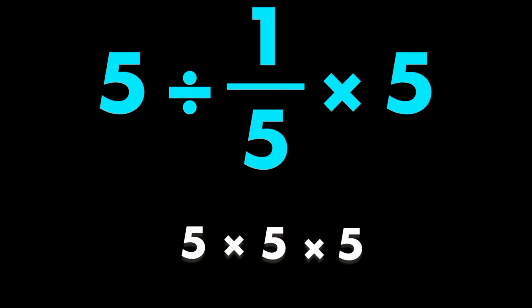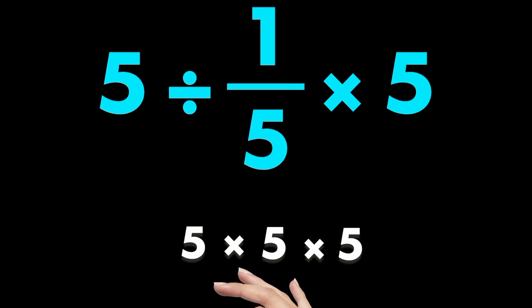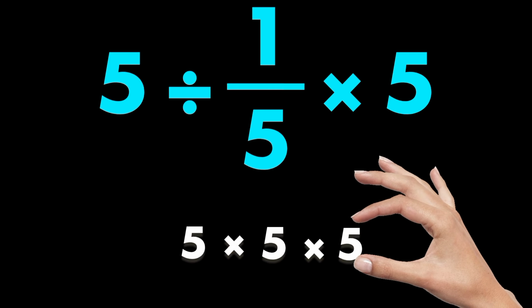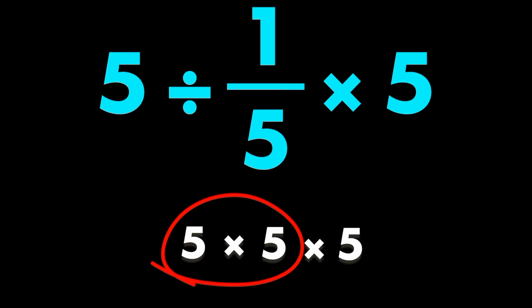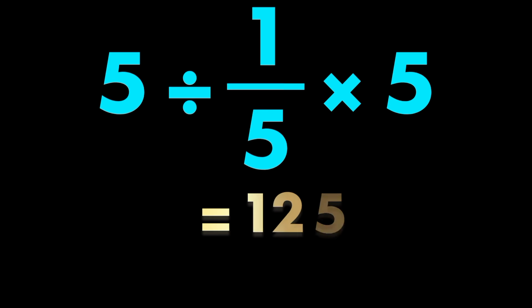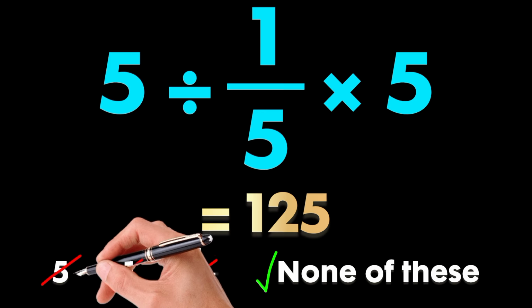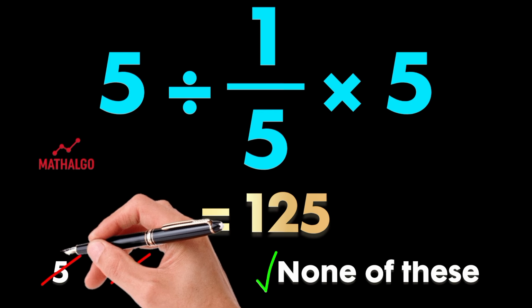Now we have 5 times 5 times 5. No parentheses, no tricks, just straight multiplication from left to right. 5 times 5 equals 25. 25 times 5 equals 125. So the actual answer isn't 5, it isn't 1, and it definitely isn't 1/5, which means the correct option is D, none of these. So why do people swear the answer is 5?